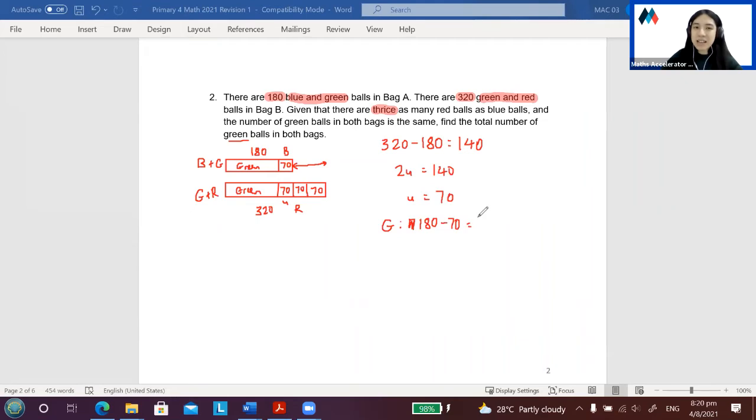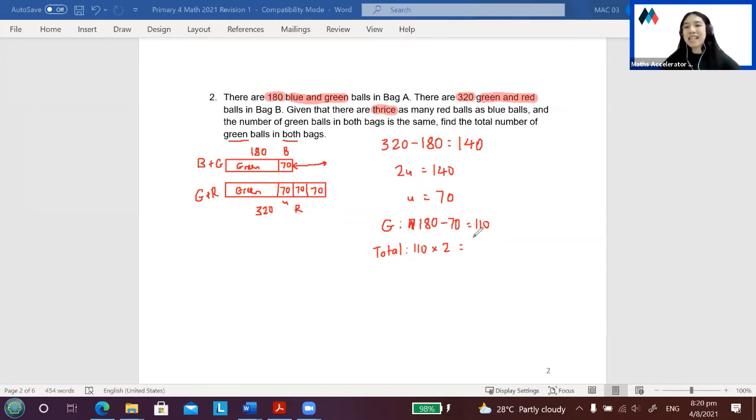Yeah, you have to add up the green balls in the end. So here is 180 minus 70, that is 110. You want to find the total number of green balls in both bags, not each bag, it says both. So yes, to find one bag it is 110. But if you want to find the total green balls, you have to do 110 times 2.